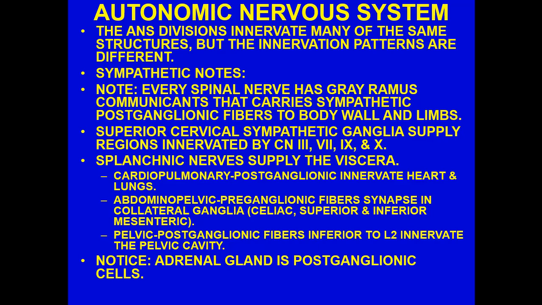So what we're talking about here is cardiopulmonary postganglionic innervation of the heart and lungs, and abdominopelvic. This is where the preganglionic fibers synapse in the collateral ganglia of the celiac, superior and inferior mesenteric, and the pelvic, whose postganglionic fibers inferior to L2 innervate the pelvic cavity. And as I mentioned before, the adrenal gland is postganglionic cells.